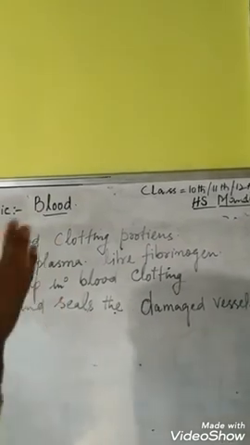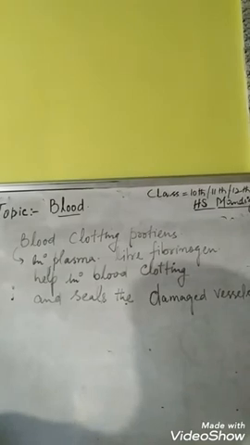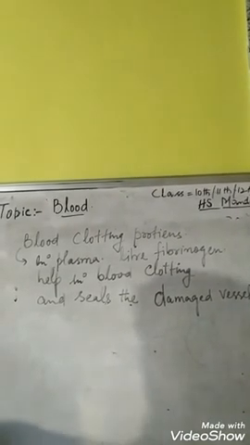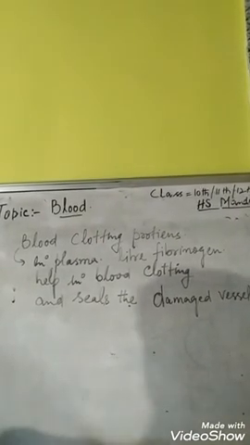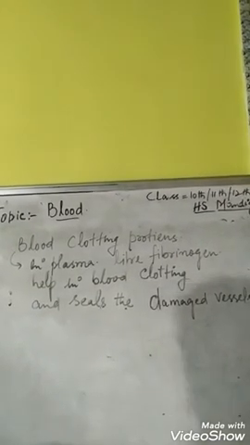So this was all about the plasma. You should remember that plasma is the fluid, the liquid part of the blood, in which the cells keep floating. Now let's move towards the cellular part of the blood.